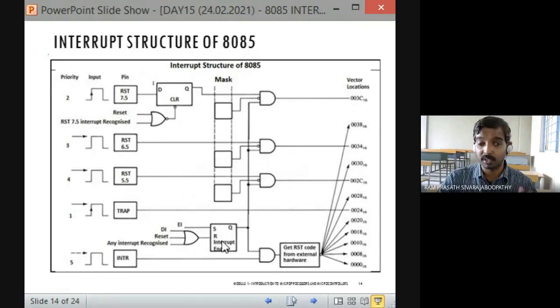The only possible condition for this flip flop to be set is the execution of the EI instruction. What are the other ways of resetting this interrupt enable flip flop? Either by executing the DI instruction, or by processor reset, this flip flop will be reset, or when any interrupt is recognized. When some interrupt is recognized, as I said, further interrupts will be disabled. Automatically the flip flop will be disabled and reset. Clear? If this particular flip flop is reset, INTR, RST 7.5, 6.5, 5.5, all the 4 interrupts will get masked.